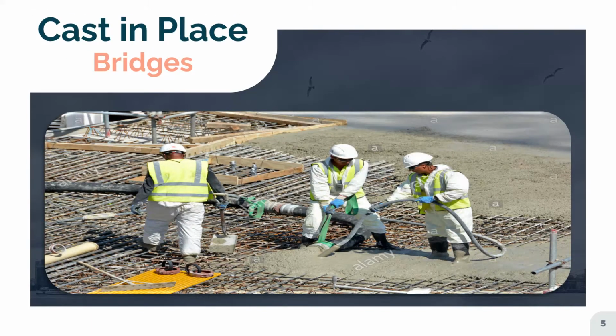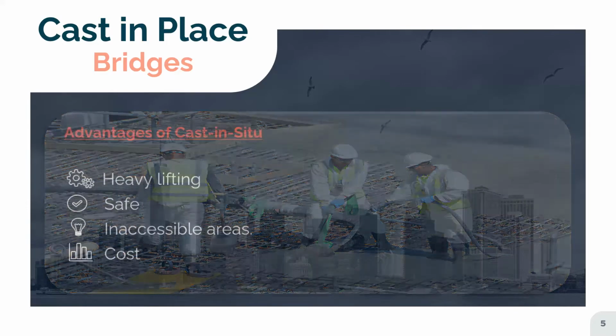Cast-in-place bridges. Cast-in-situ method of construction of bridges is a flexible method in which the demands of more unusual geometrical shapes can be easily coped with. Cast-in-situ methods are adopted when it is hard to transport the fabricated parts due to size or unreachability.